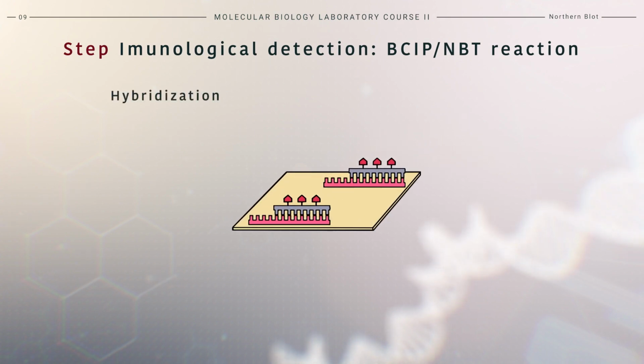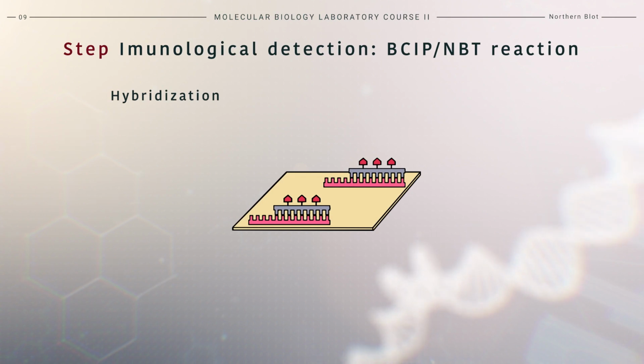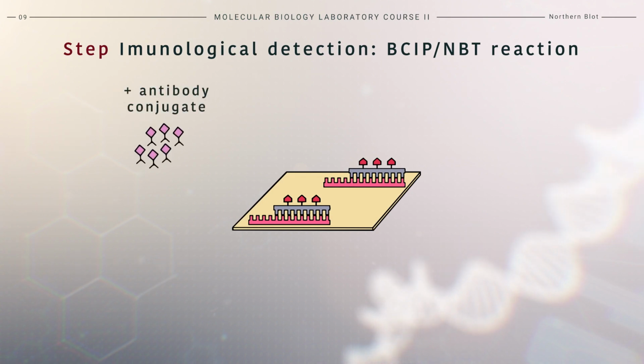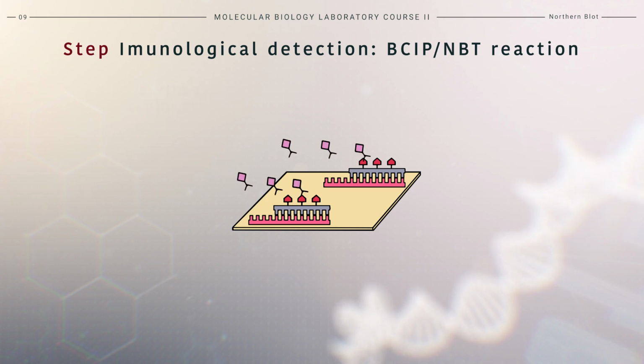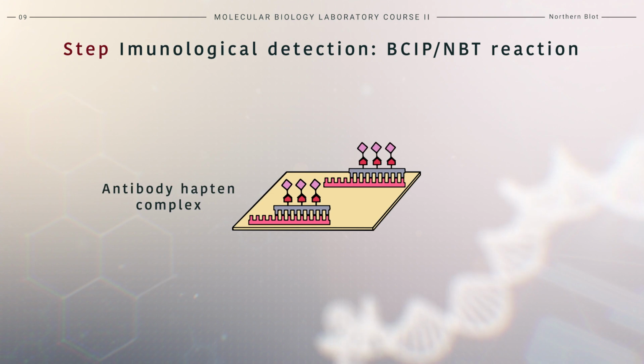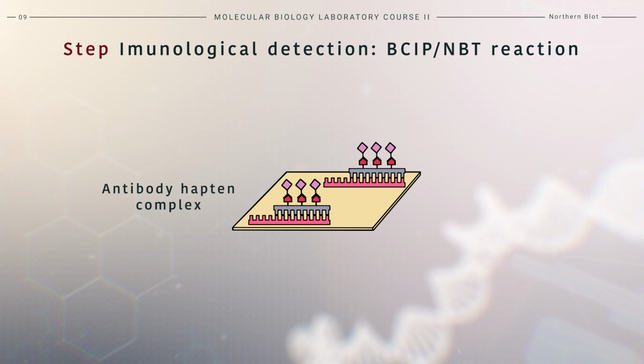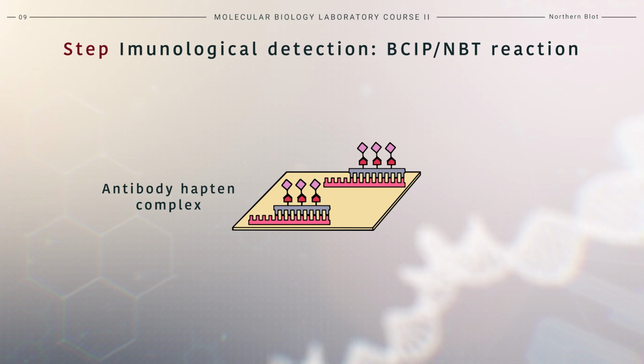After hybridization of the probe to the target RNA, the resulting hybrids are detected by an enzyme-linked immunosorbent assay. In this example, we use an antibody to digoxigenin conjugated to alkaline phosphatase. On the blot, we colorimetrically detect products formed by the alkaline phosphatase activity.